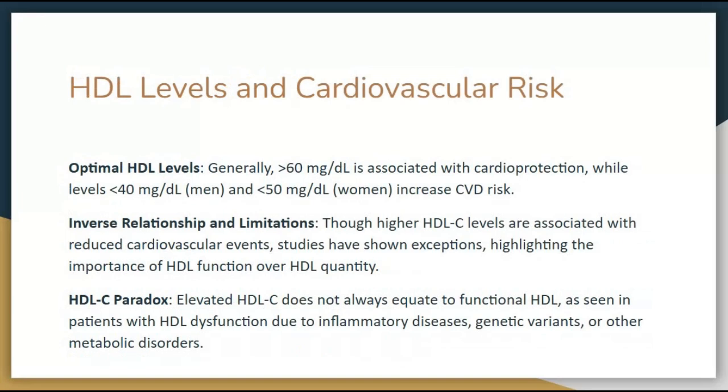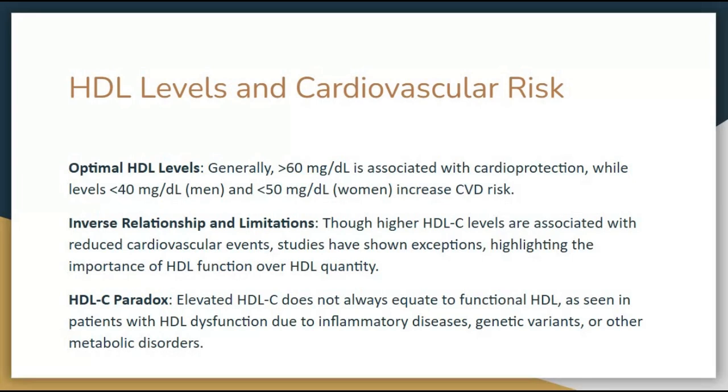While higher HDL levels have traditionally been associated with lower cardiovascular risk, simply measuring HDL cholesterol, HDL-C, doesn't tell the full story. Optimal HDL-C levels are generally above 60 mg/dL, while levels below 40 mg/dL for men and 50 mg/dL for women are associated with increased cardiovascular disease (CVD) risk. However, recent studies highlight a complexity. HDL functionality, more than its quantity, may be the true predictor of cardiovascular outcomes.